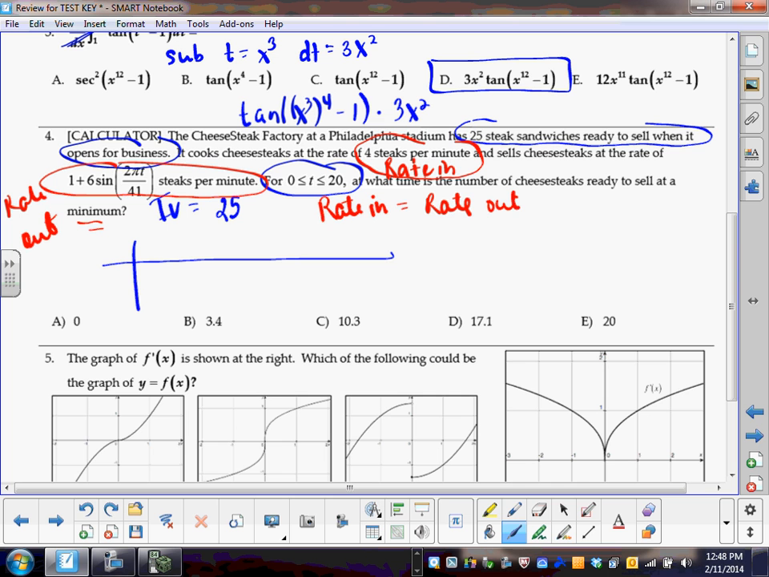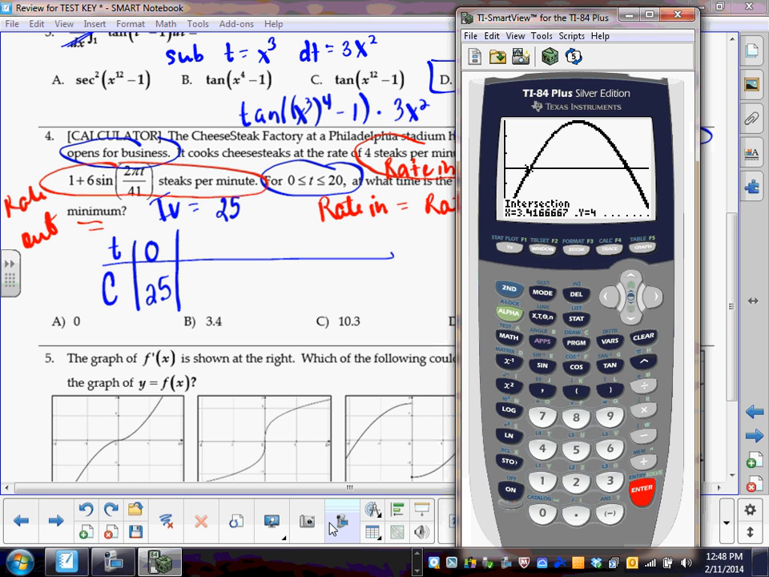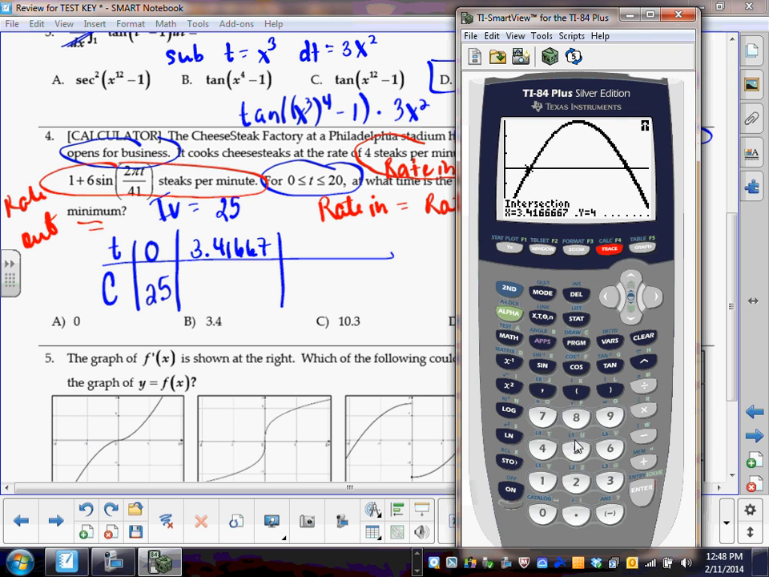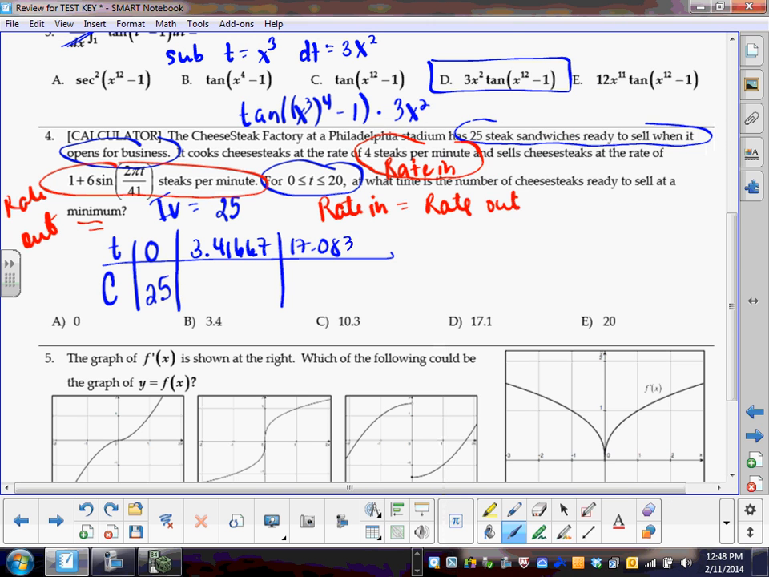So I'm going to do my table. Time and the number of cheesesteaks. Time 0, I have 25 cheesesteaks. And my critical number, 3.41667. The next critical number, closer maybe to 15, 17.0833. I need to know how many cheesesteaks there are. And at time 20, I need to know how many cheesesteaks there are.